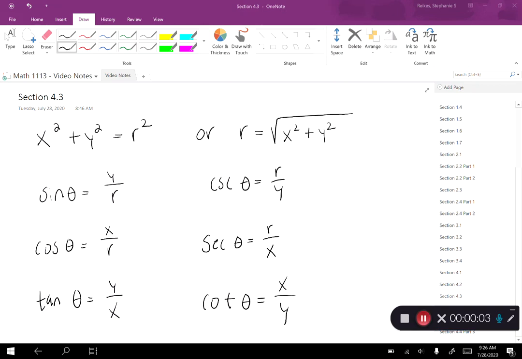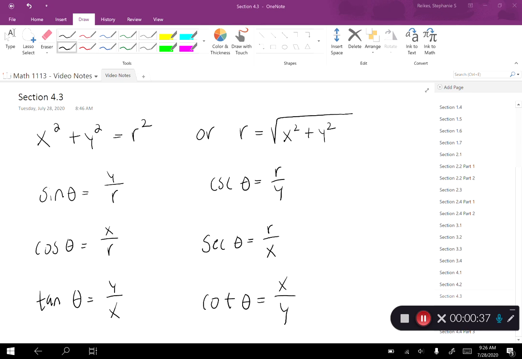Section 4.3 is on trigonometric functions of angles. To begin with, what happens if we're not on the unit circle, meaning my radius is something other than 1? Well, I must satisfy the equation x squared plus y squared equals r squared. Or in other words, my radius must be equal to the square root of x squared plus y squared. And of course, my radius must be greater than 0.